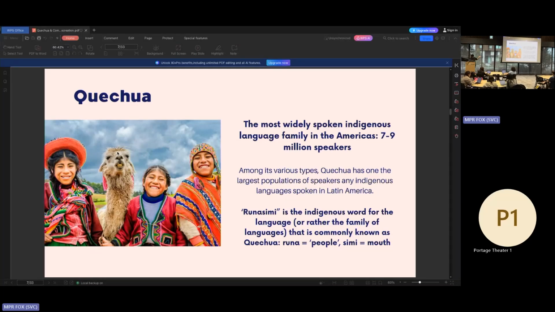In Quechua, it's called Runasimi, which is the indigenous word for the language that is commonly known as Quechua. In this case, Runa, people, and Simi, mouth. And just as a quick fun fact, if we were to combine all native speakers of Quechua in a whole country, in a whole piece of land, they would be even greater than Denmark, than Switzerland, than Sweden.